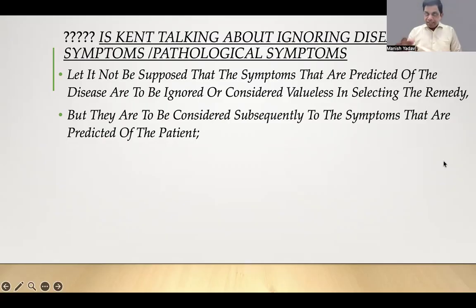So first individualize the patient, but once you individualize the patient, you have to look for the pathological symptom. And again, I'm coming to the same point. Go and read Kent Materia Medica. Go and read from this aspect.